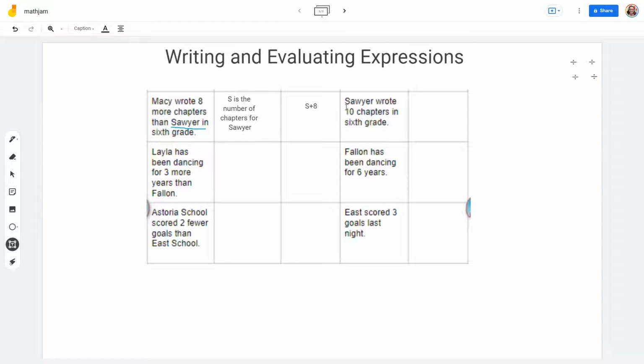Now this next one tells us that Sawyer wrote 10 chapters. Well, that's pretty good for 6th grade. So let's start by writing out our problem. We started with S plus 8. Now we can replace that S with 10 because it tells us that Sawyer wrote 10 chapters. So 10 plus 8, and 10 plus 8, of course, is 18. So that means that Macy wrote 18 chapters.